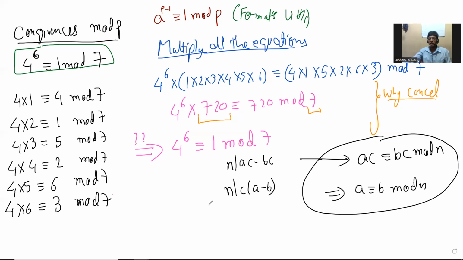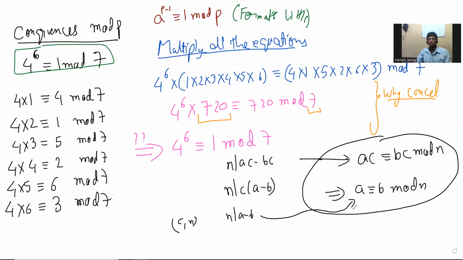Yes. If C and N are co-prime, it means that N has no prime factors in common with C. So then it's perfectly fine to say that N has to divide A minus B. But that is exactly what this means, right? That A and B are congruent. A and B leave the same remainder when divided by N. That's why A minus B is divisible by N, because the remainders cancel. If the remainders did not cancel, it would not divide.